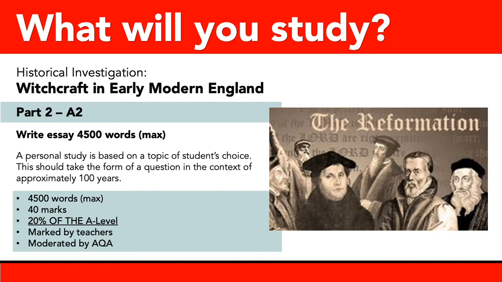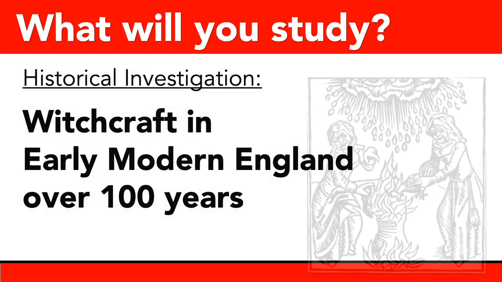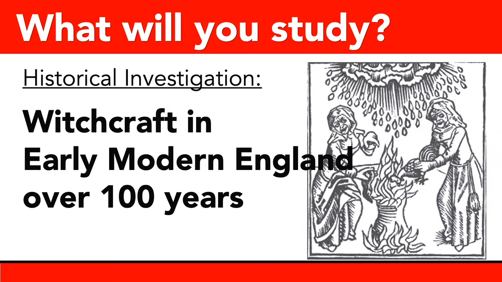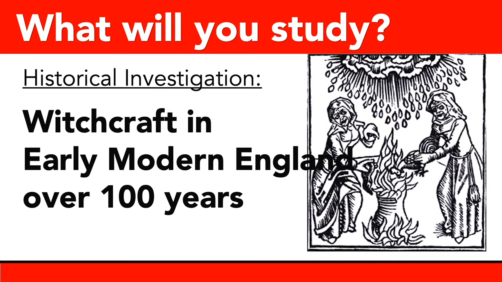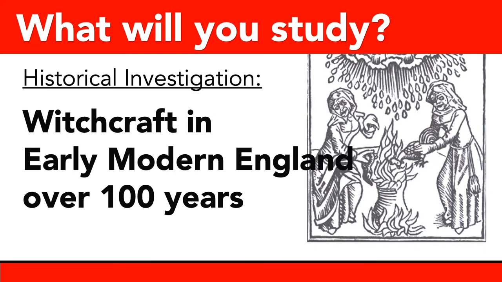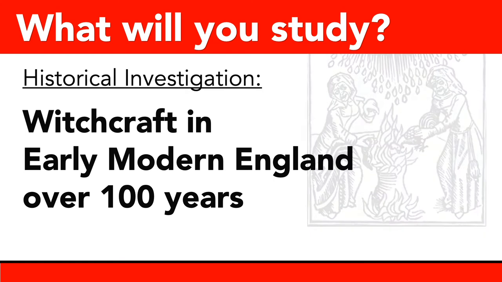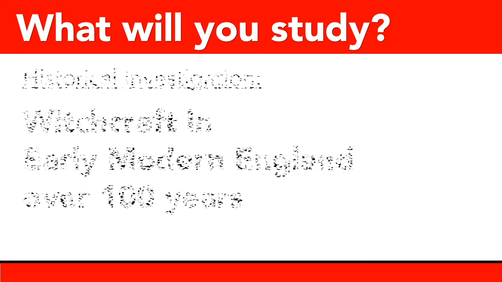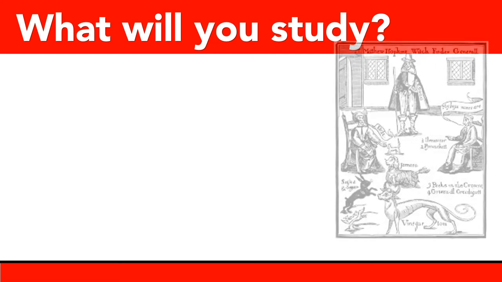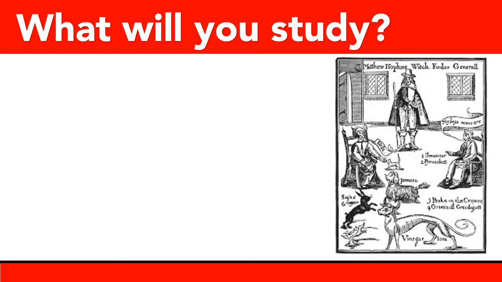We'll begin teaching some of the unit at the end of year 12 and you will write it in year 13. We cover 100 years of witchcraft, so let me just talk you a little bit through some of the context. We've chosen witchcraft because it's very interesting and very thought-provoking, and there is so much out there for you to read about and learn about, so it's quite easy to bring an argument together. We have to focus on 100 years, so we've chosen the years 1560 to around 1660, but that can obviously be changed depending on which topic you personally look at.